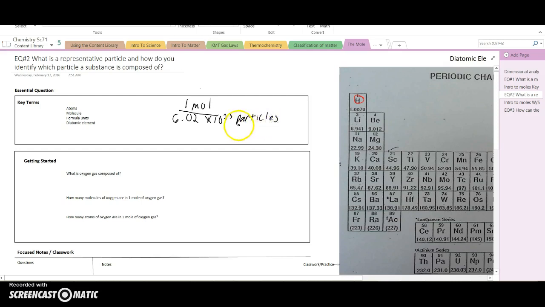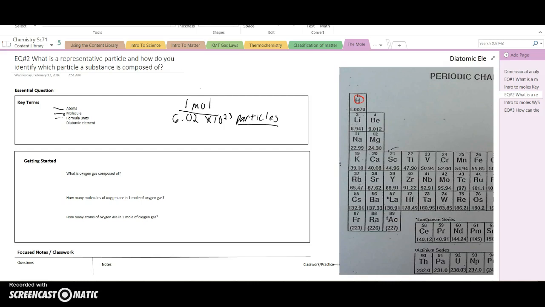Now, those particles can be a few different things. They can be atoms, molecules, or formula units. And we need to have a really good understanding of what each of those particles are so that we can make sure we're properly calculating the things that we're asked to calculate. So let's start with atoms.